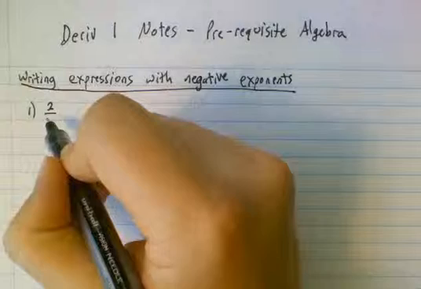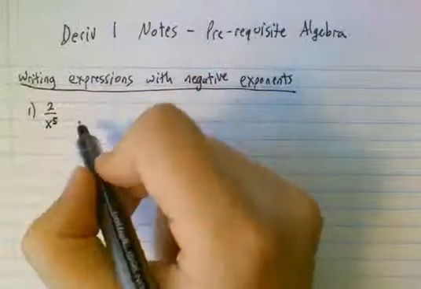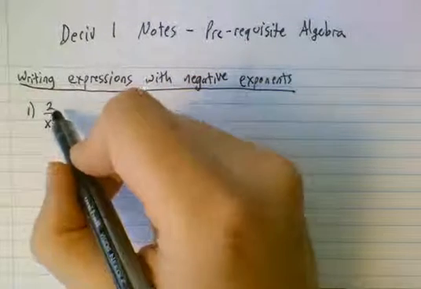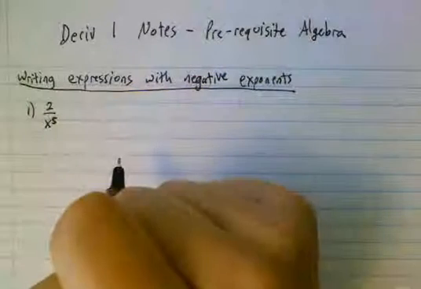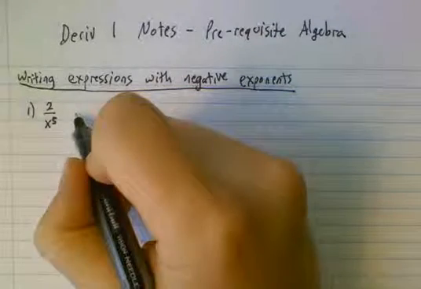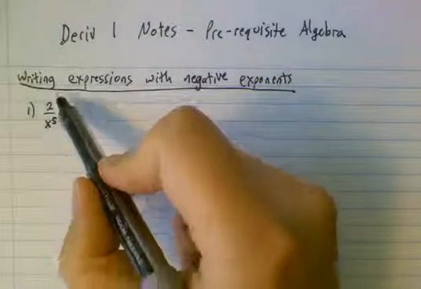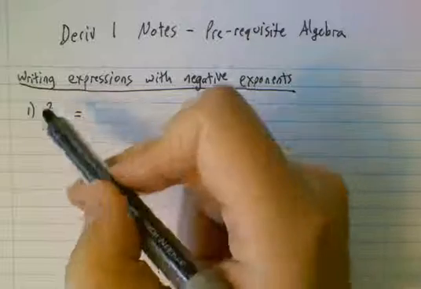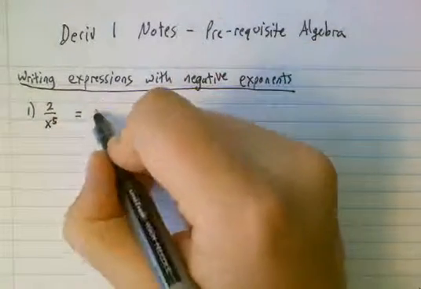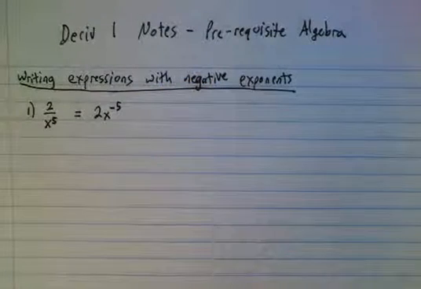Let's take the expression 2 over x to the 5th. A lot of the time during this unit, we're not going to want to have this fraction bar here when working with an expression. We're going to want to have just a plain old exponent. And so we just need to be able to take this. Remember that a negative exponent is the same as 1 over something to that exponent. So this can also be written as 2 times x to the negative 5th.